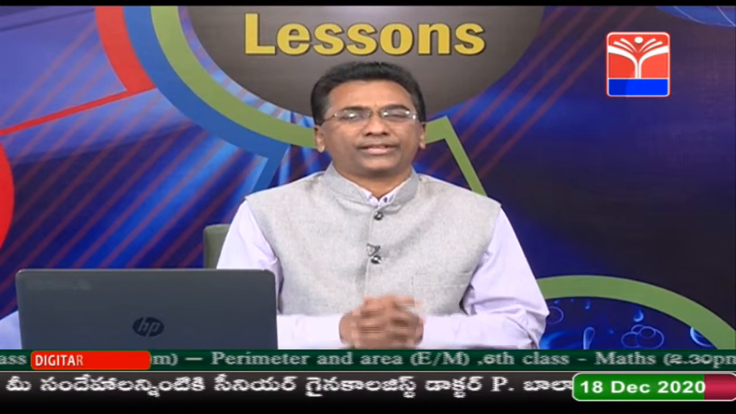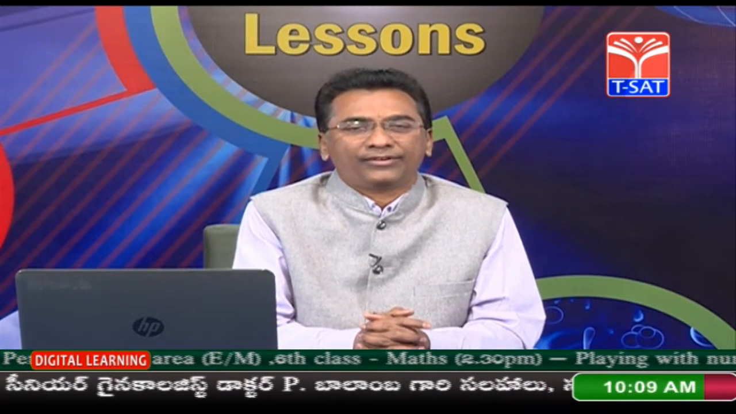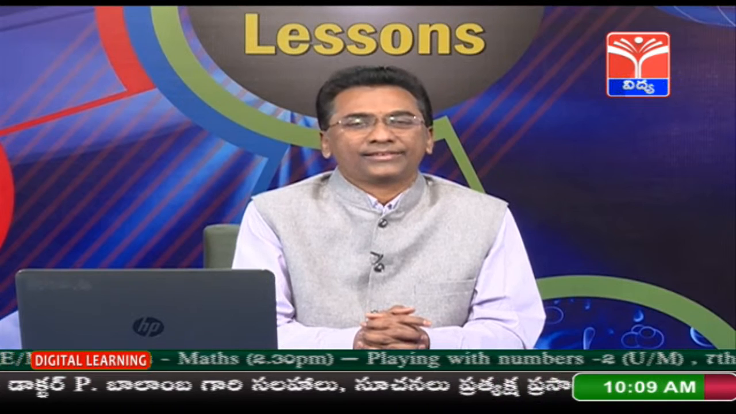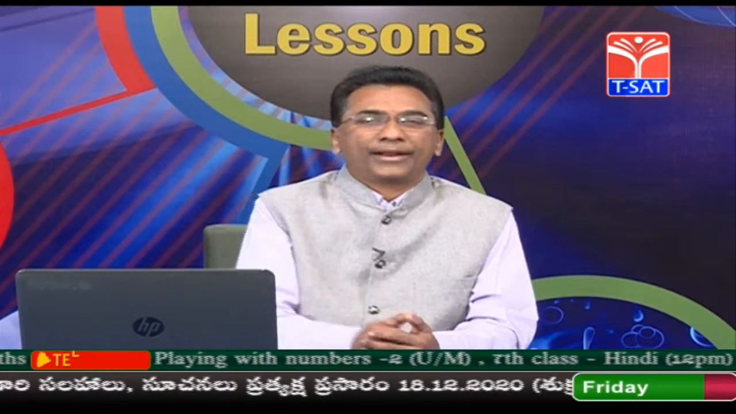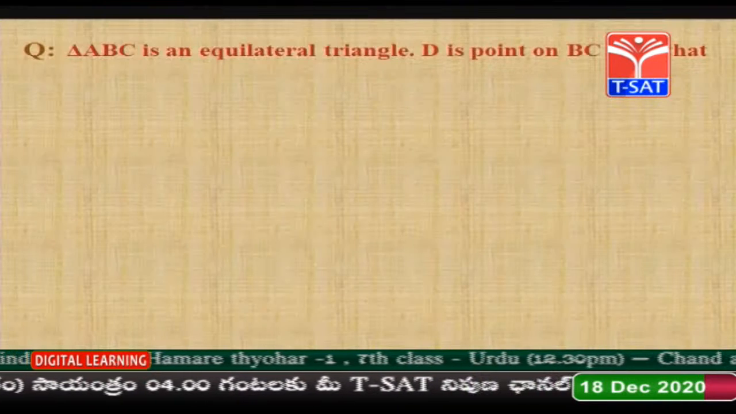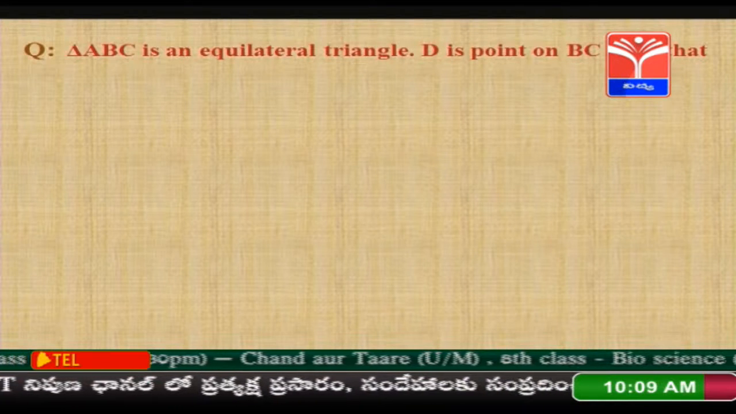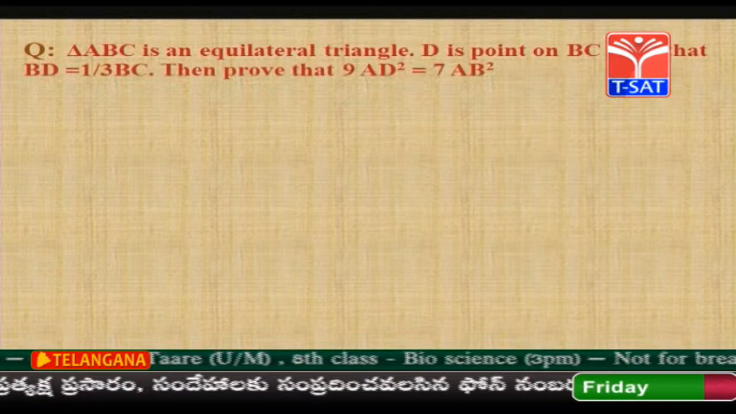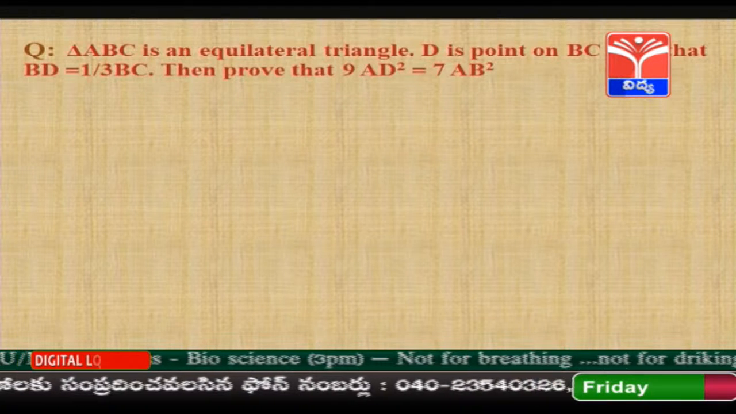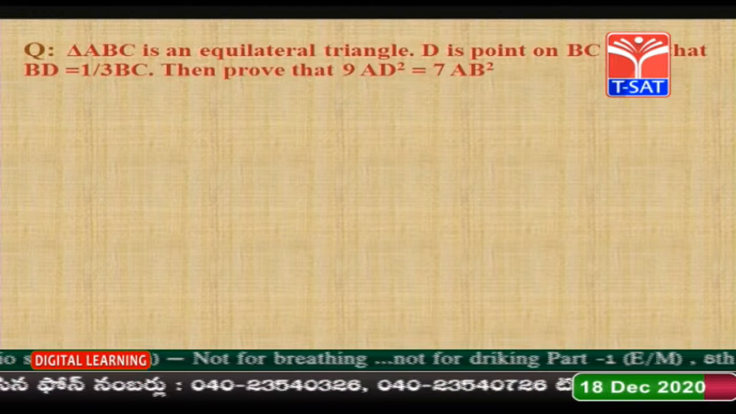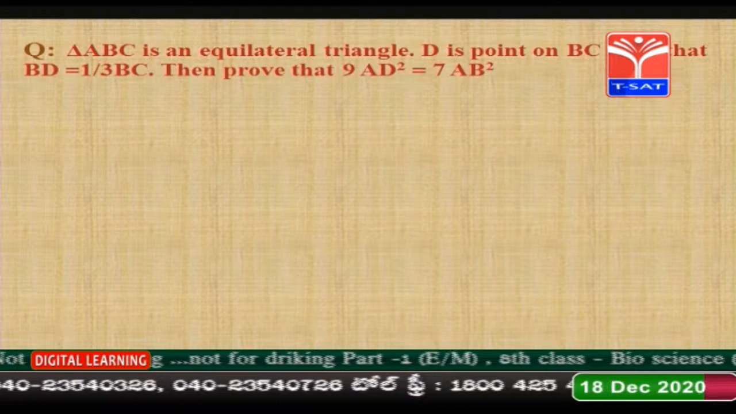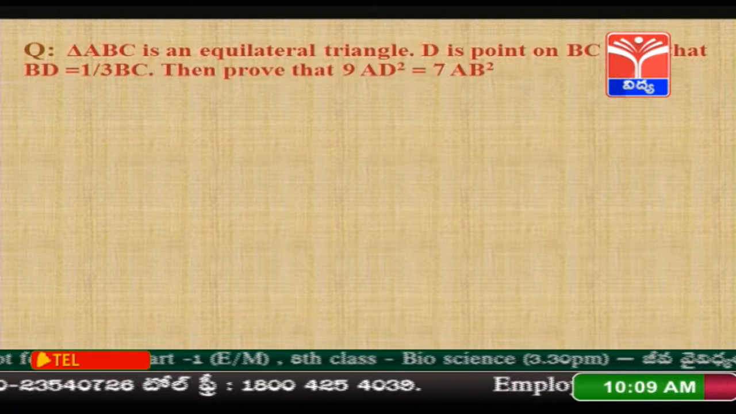It is very important. These problems also we are going to solve in such a way as we proved the theorem. Now, my dear children, let us observe a question based on the Pythagoras theorem. See, ABC is an equilateral triangle, D is a point on BC such that BD is equal to 1 by 3 BC. Then prove that 9 AD square is equal to 7 AB square.